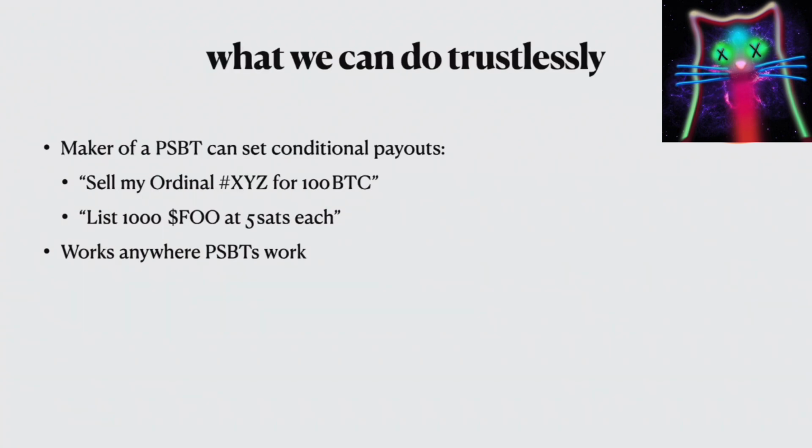So some things that we can do with meta protocols trustlessly, we can do something like a limit sell order with an inscription or with some fungible tokens. I can make a PSBT that says I will sell a specific ordinal for 100 Bitcoin. I can broadcast this to the world. Somebody can attach an input paying the right amount of Bitcoin, and it works. You can do the same thing with fungibles, and this really works anywhere that PSBTs work. These things do the heavy lifting of the entire ordinals and runes economy at this point.